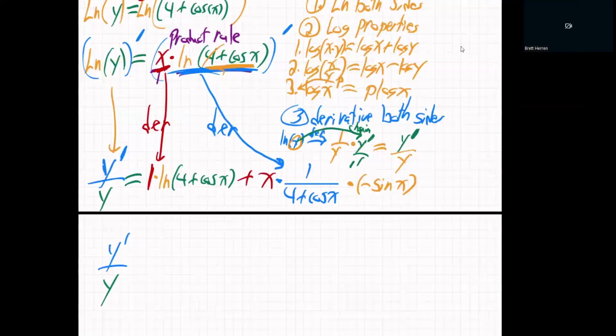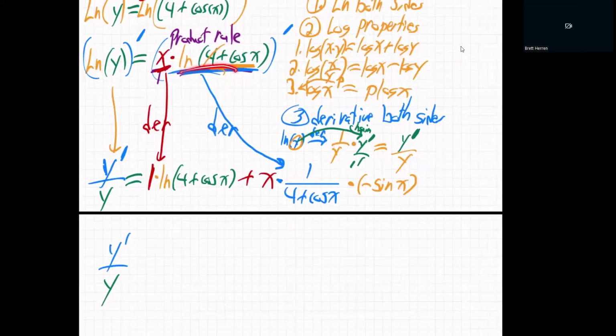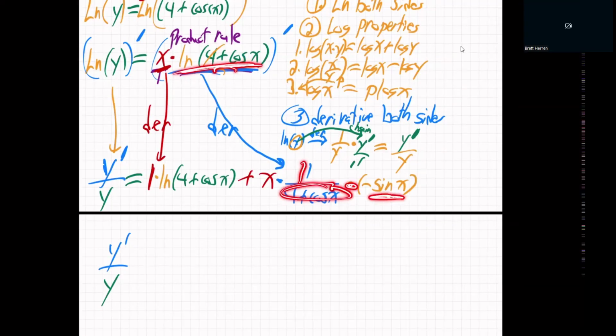Did I lose you on the last part? Maybe I better recap one more time. Derivative of natural log of anything is 1 over the argument, and if the argument's not a simple x, you multiply by the derivative of the inside. The derivative of cosine is negative sine. Derivative of 4 is just 0. It's gone. There we go.